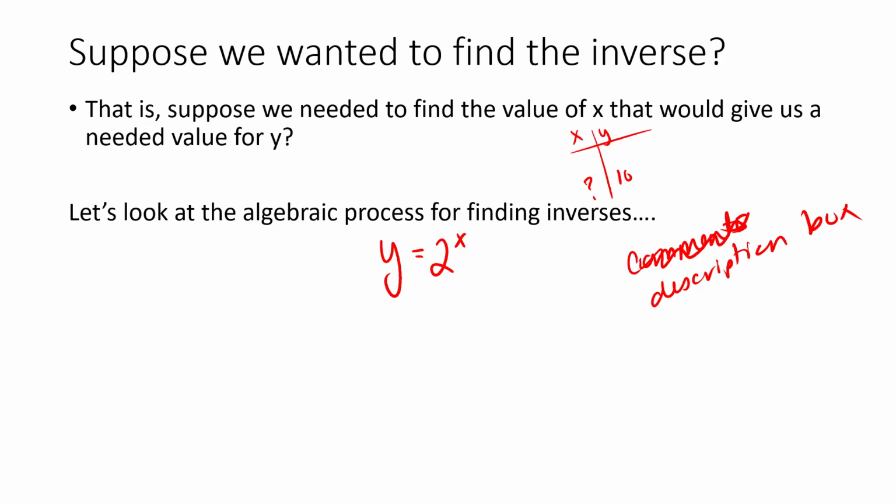Okay, so for finding an inverse, typically we want to switch our inputs and outputs. So I want to have some kind of function that will take that 10 and tell me the value of x that goes with it. And so we're switching the inputs and outputs, the x and the y. And so that gives me x is equal to 2^y. And now we're kind of stuck.